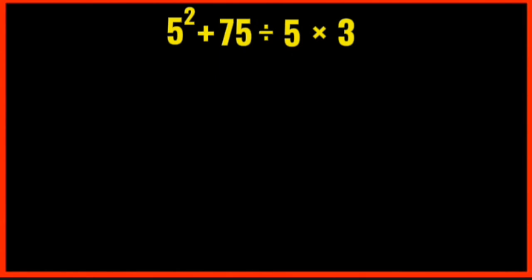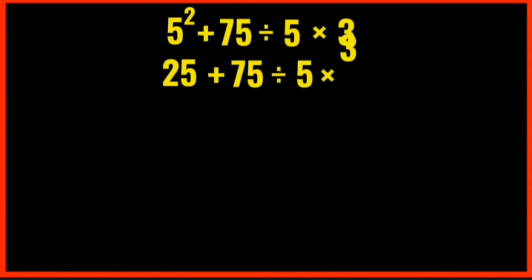If we have the expression 5 squared plus 75 divided by 5 multiplied by 3, then what is the correct answer to this question? Many people, when solving this type of question, go straight to the exponent first, and instead of correctly following the order, they rewrite it as 25 plus 75 divided by 5 multiplied by 3.